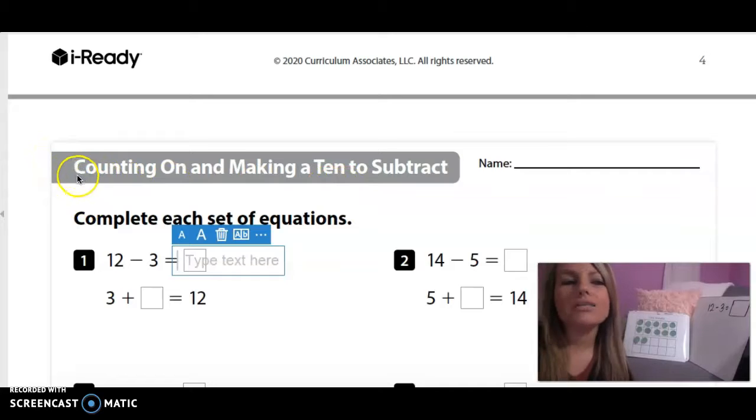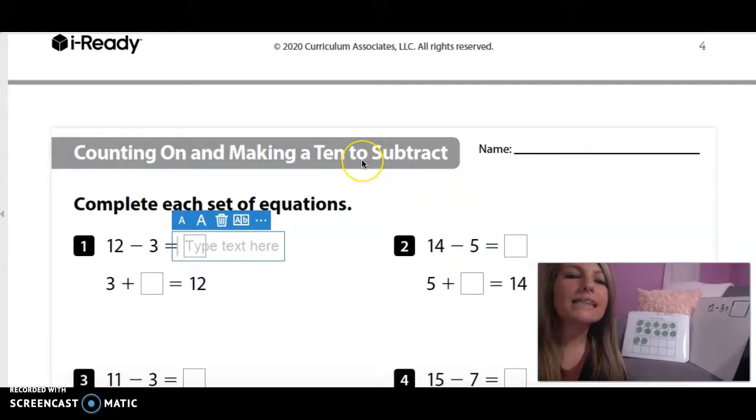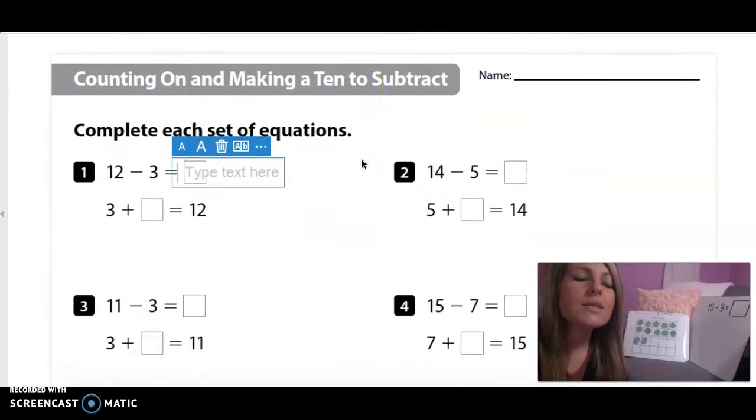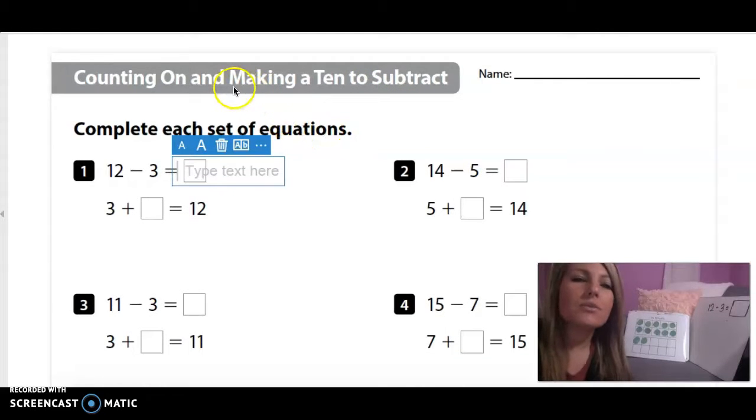We are going to practice two different strategies. We're going to practice the counting on strategy that we can use to solve math problems, and we're also going to make a 10 so that we can solve subtraction problems, just like we made a 10 last week to solve addition problems. Let's go ahead and get started with the make a 10 strategy for subtraction.